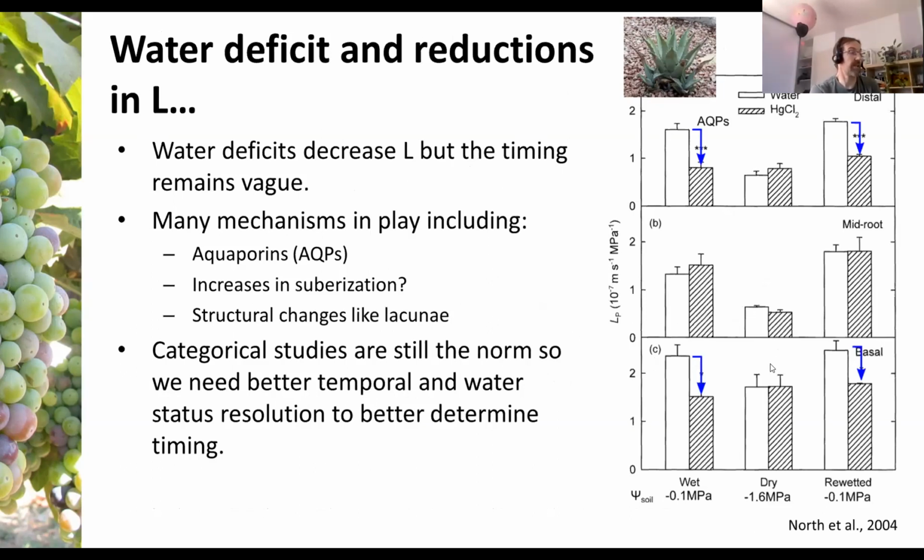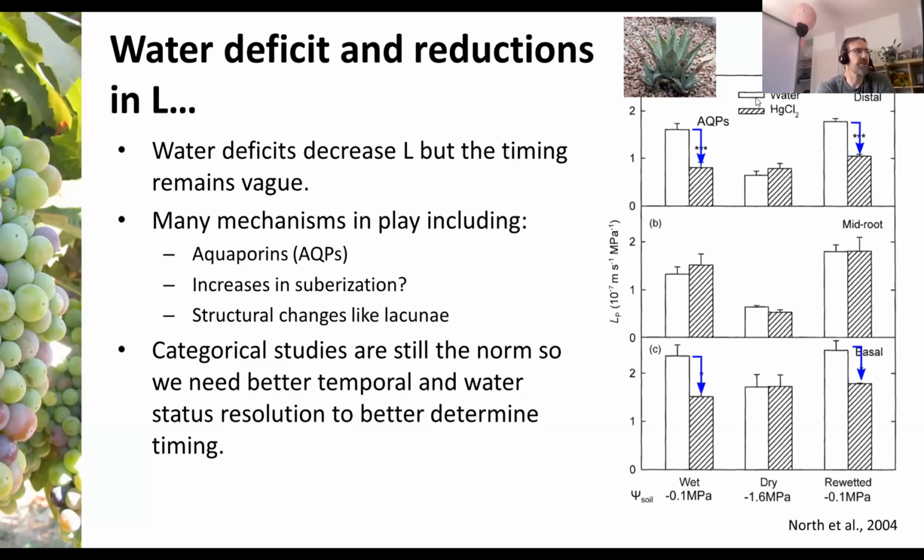This is a classic study by North in this little agave, a little succulent here. And it's measured like this, right? We have a category where we have well-watered plants at minus 0.1 megapascals soil water potential. They get stressed. In this particular study, it was a 10-day stress. That's a long time, 10 days. And then a rewater treatment.